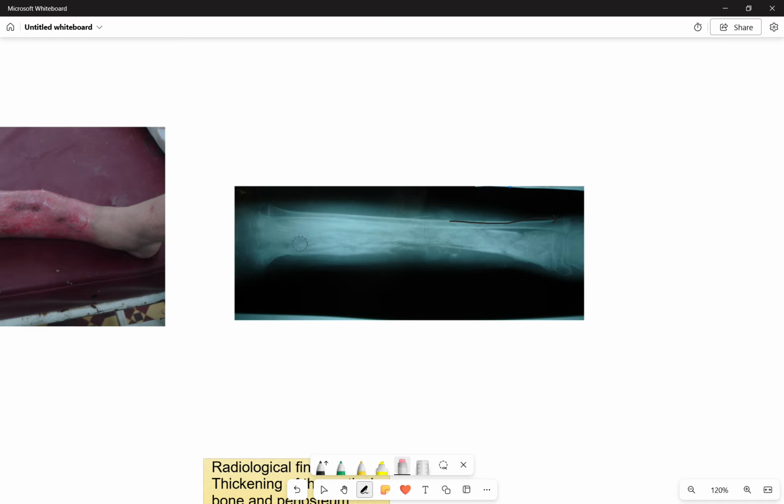But almost the whole of the tibia has become necrotic and deformed. So this is a short presentation of osteomyelitis. Thank you. I'll hand it over here.